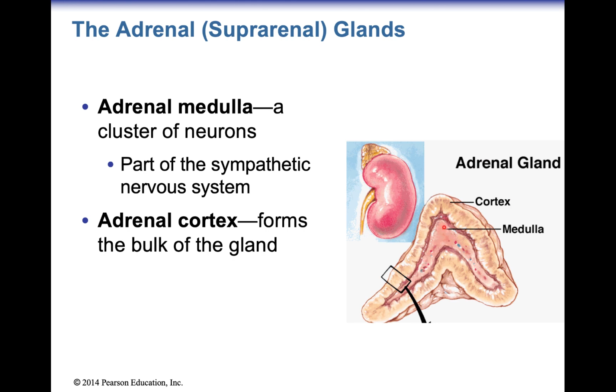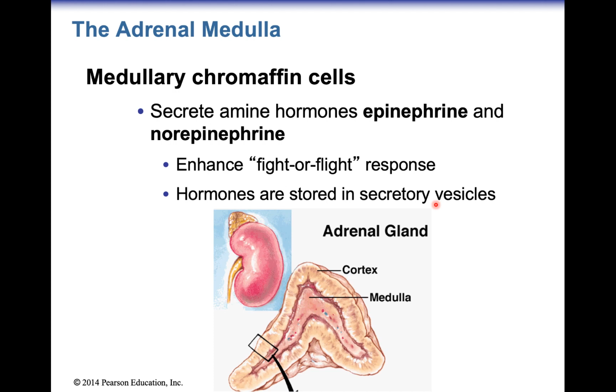The medulla makes epinephrine and norepinephrine, the hormones responsible for the sympathetic nervous response. The cortex makes hormones like cortisol. Cortisol is a hormone that helps you deal with stress. So let's go through each of those regions and I'll give you some facts on it. So again, the medulla. The medulla is made up of a cell called a medullary chromaffin cell. And again, they make epinephrine and norepinephrine, responsible for the fight or flight response.